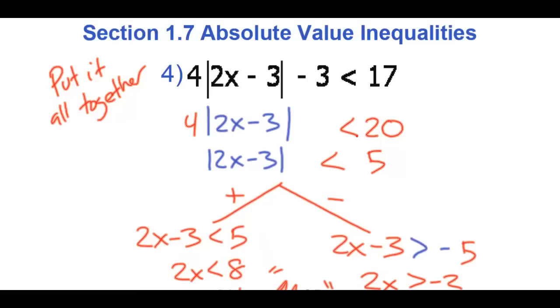So this is kind of tying the two concepts together. Notice we have to isolate the absolute value first, so we're going to move the 3 to the other side and get 20. Then we got to get rid of the 4, so we divide it out, and now we have an absolute value that is less than 5.